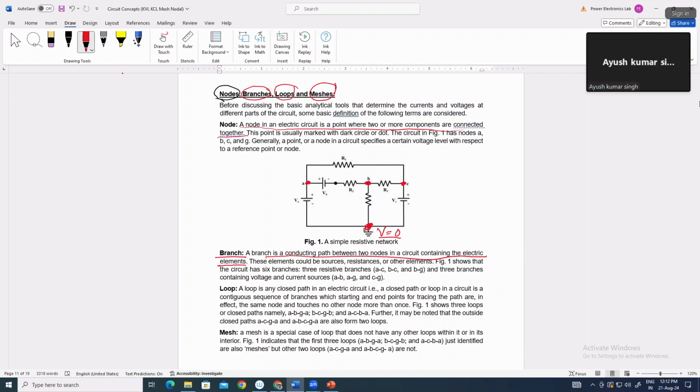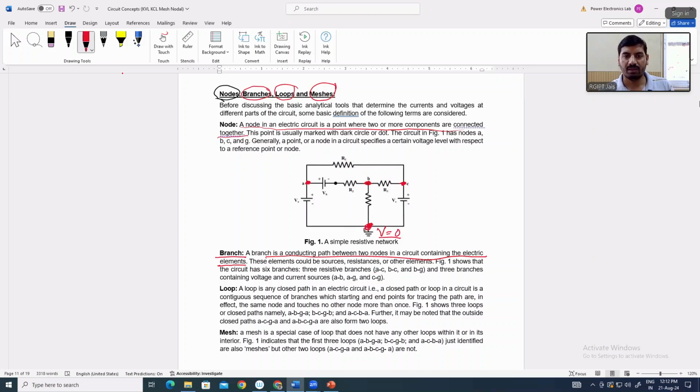Six. 1, 2, 3, 4, 5, 6. Right? This one is the first branch. This is the second branch, this is the third branch, fourth, fifth, and sixth. So there are 6 branches. Total 4 nodes are there. Okay.